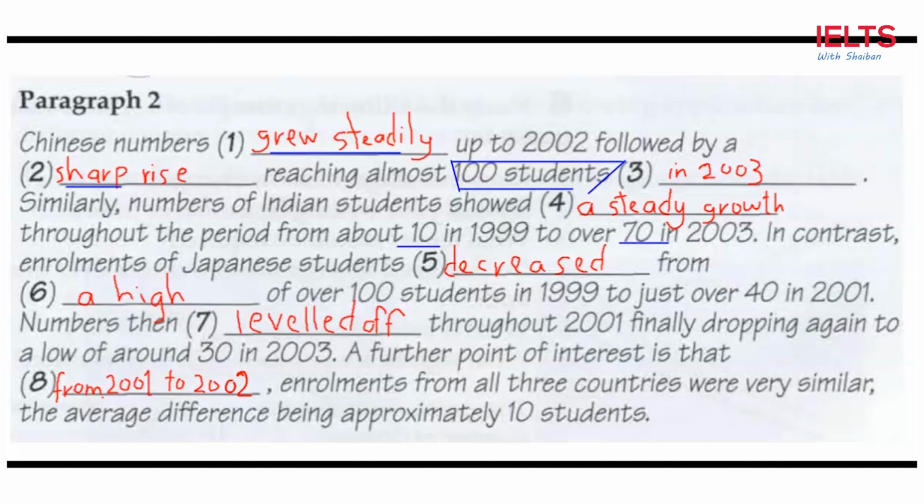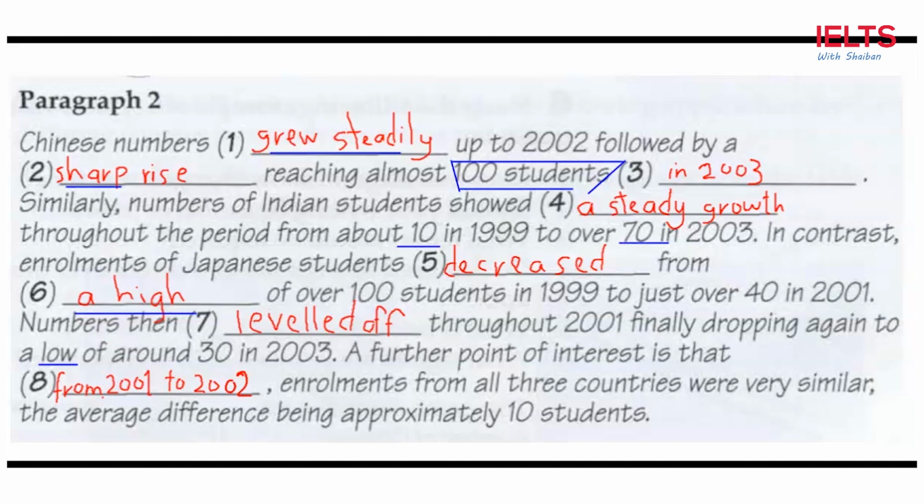In contrast, enrollments of Japanese students declined significantly, as you have seen in the graph. So we have a decrease from a high, which is a big change, a peak of over 100 students in 1999 to just over 40 in 2001. Numbers concerning Japanese students then leveled off, which means no change throughout 2002, finally dropping again to a low. So you can see here, this is a big change from a high here to a low here in 2003.